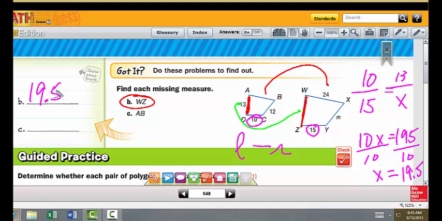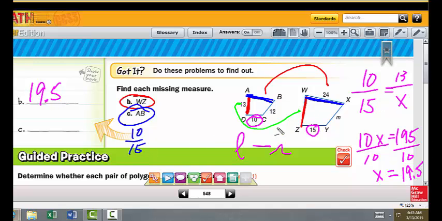Now the next thing that we want to do is find AB. So let's look over here, and right here is AB. That means that's going to be corresponding sides with WX, which is 24. So we have the same thing. We're going to move left to right, so we'll go 10 over 15.